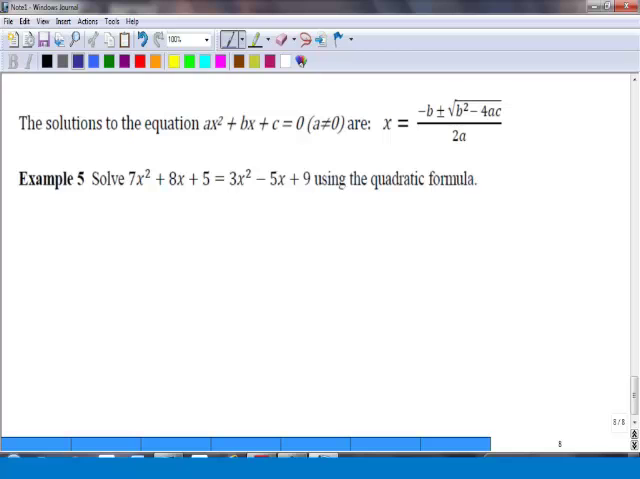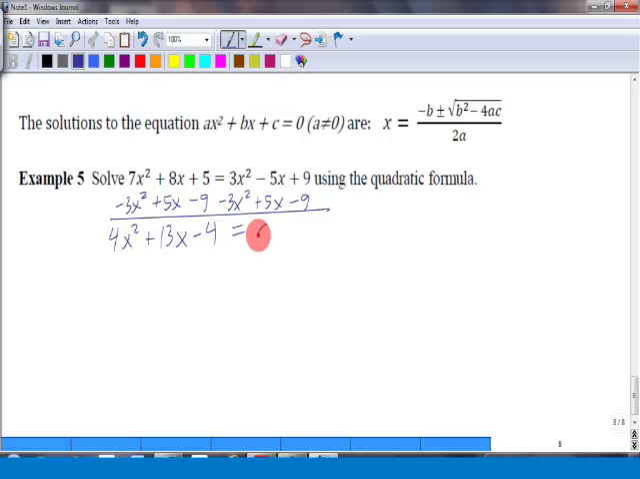So to get there, I'm thinking, well, the x squared term on the left has a greater coefficient than the x squared term on the right. So I'm thinking let's get 0 on the right-hand side, all the non-zero terms on the left. So subtract 3x squared, add 5x, subtract 9. When we do, we get 4x squared plus 13x minus 4 equals 0.